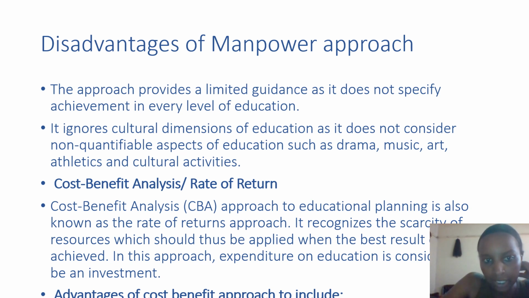Now we have the third approach, which is the cost benefit analysis, which is also considered as CBA to education planning, and is known as the rate of returns approach. It recognizes the scarcity of resources, which should be applied when the best result is achieved. In this approach, expenditure on education is considered to be an investment.